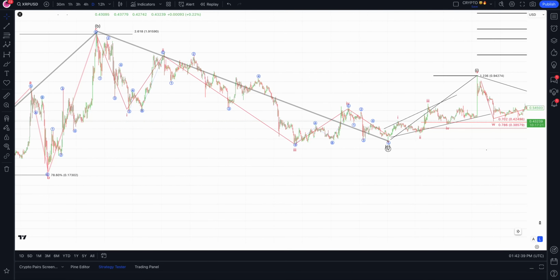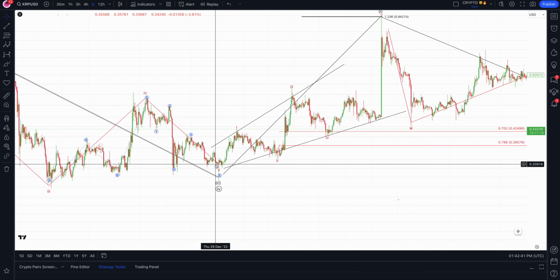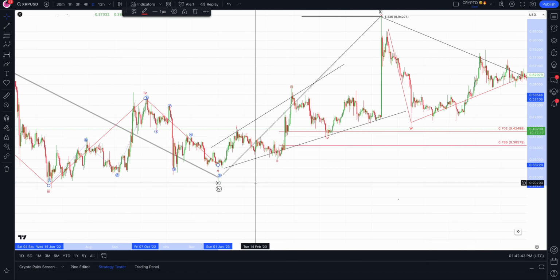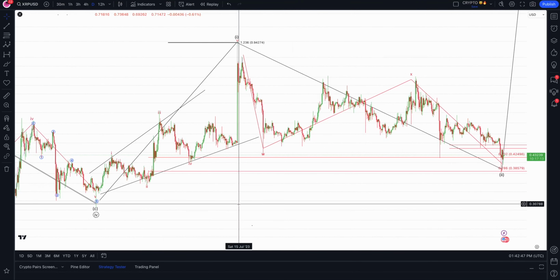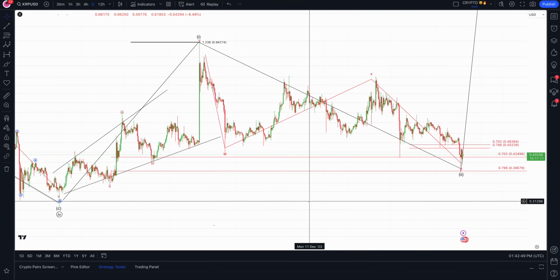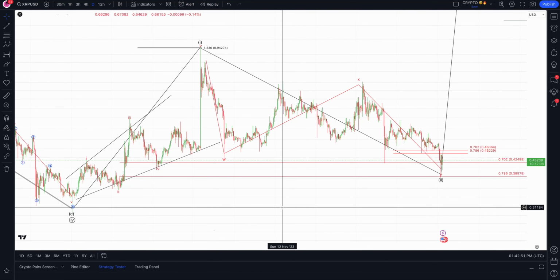So we bottomed out in January 2023 with the rest of the market. We bottomed out with Bitcoin, and we've been making higher lows ever since. So the XRP structure is not bearish at all. The bullish structure is still intact.